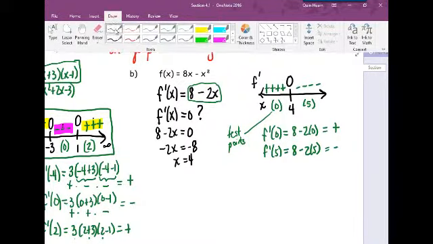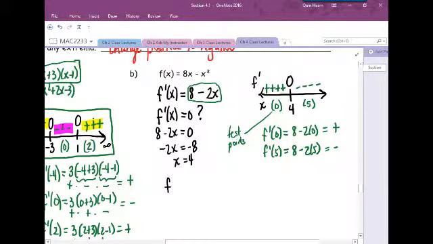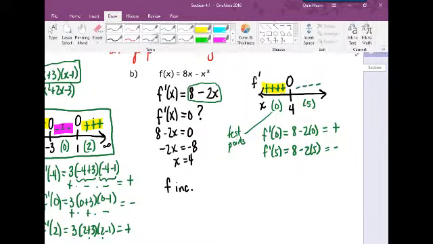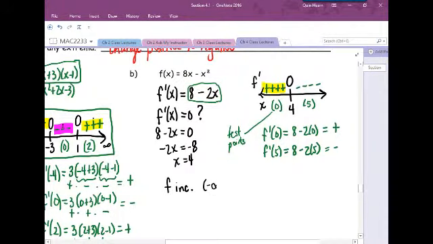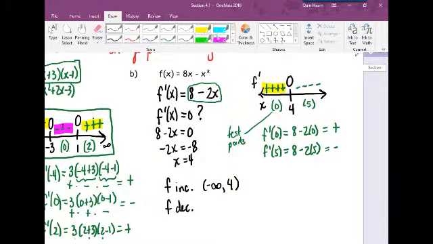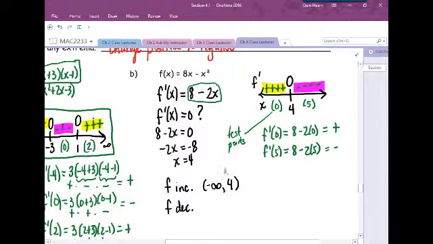Okay, so we were first asked to identify where we might have increasing intervals. So where is f increasing? Well, that happens where the first derivative is positive. So looking up at our sign chart, we read that information off of it. Where do we have positives? On the interval from negative infinity to 4. Negative infinity to 4 is where f is increasing.